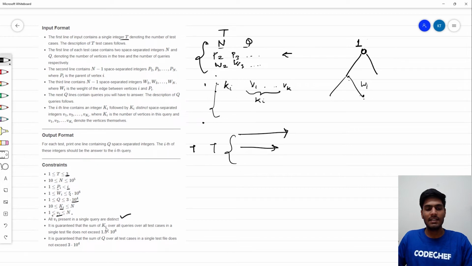It is guaranteed that the sum of ki over all queries does not exceed 1.5 into 10 raised to power 6. It is also guaranteed that the sum of q over all test cases does not exceed 3 into 10 raised to power 4.